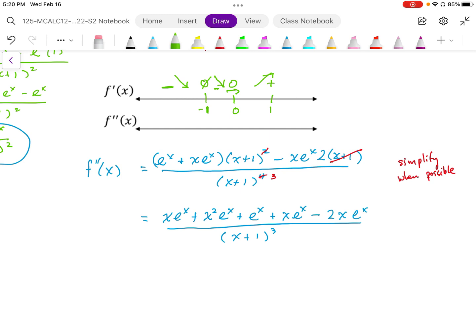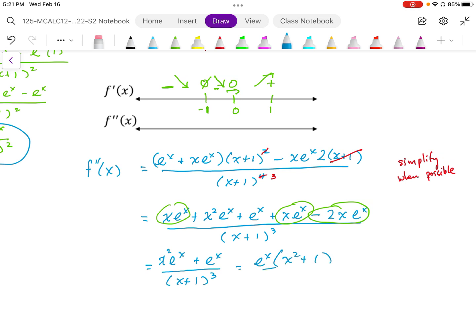Now, nicely, what happens here is I have an x e to the x, an x e to the x, and I have a minus 2x e to the x. These all cancel. So I'm left with, in my second derivative, x squared e to the x plus e to the x, and that's all over x plus 1 cubed. Factoring that, I get e to the x times x squared plus 1 all over x plus 1 cubed. Now I want to know when this is equal to 0.